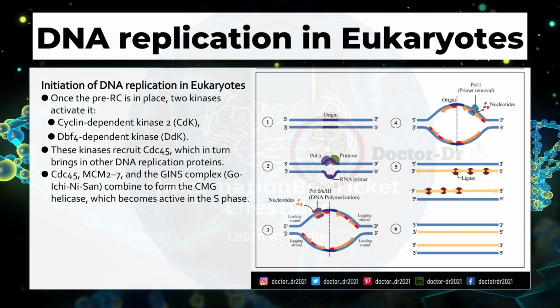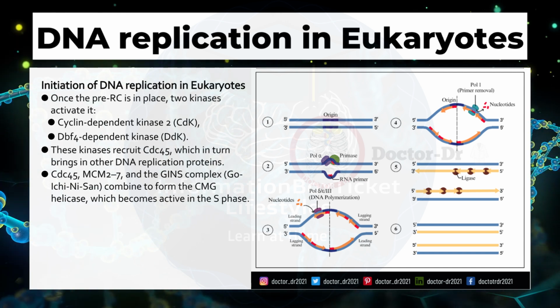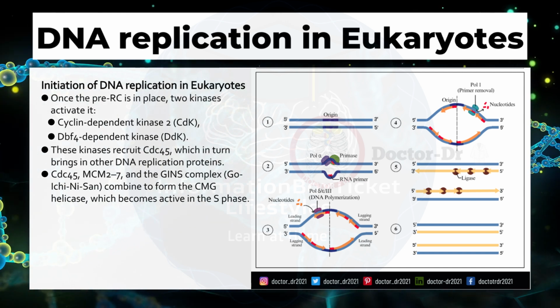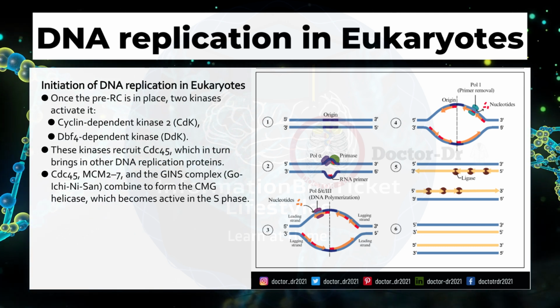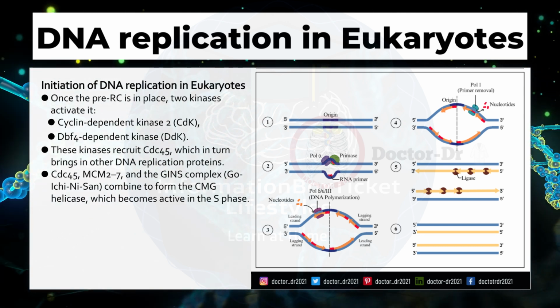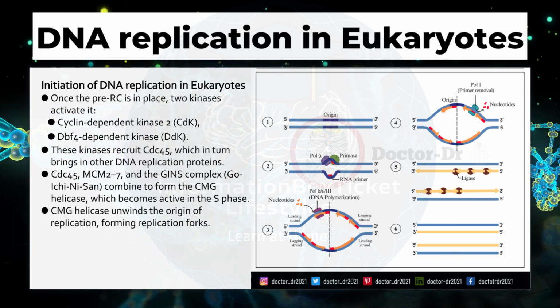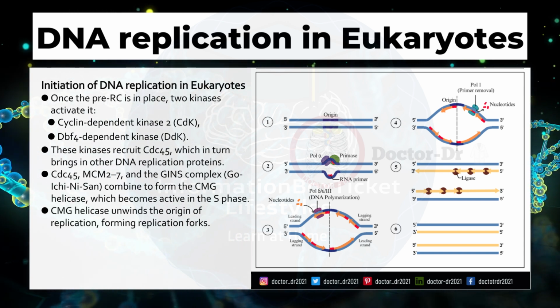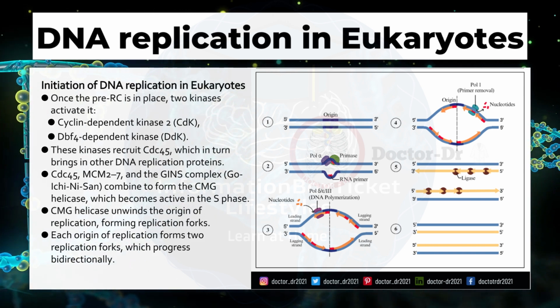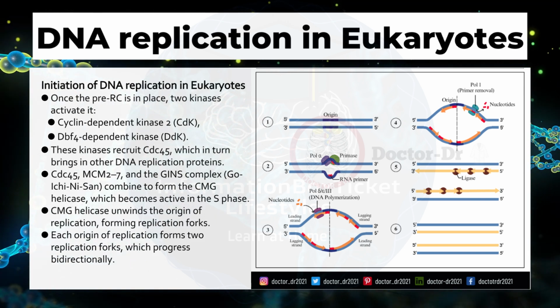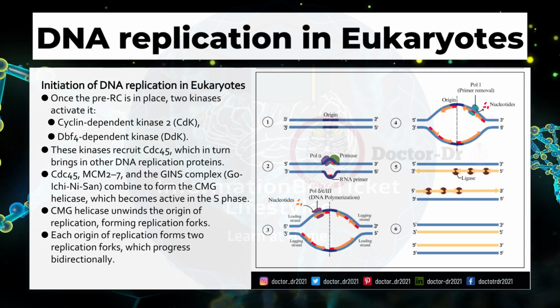CDC45, MCM2-7, and the GINS complex, Go-Ichi-Ni-San, combine to form the CMG helicase, which becomes active in the S phase. CMG helicase unwinds the origin of replication, forming replication forks. Each origin of replication forms 2 replication forks, which progress bidirectionally.